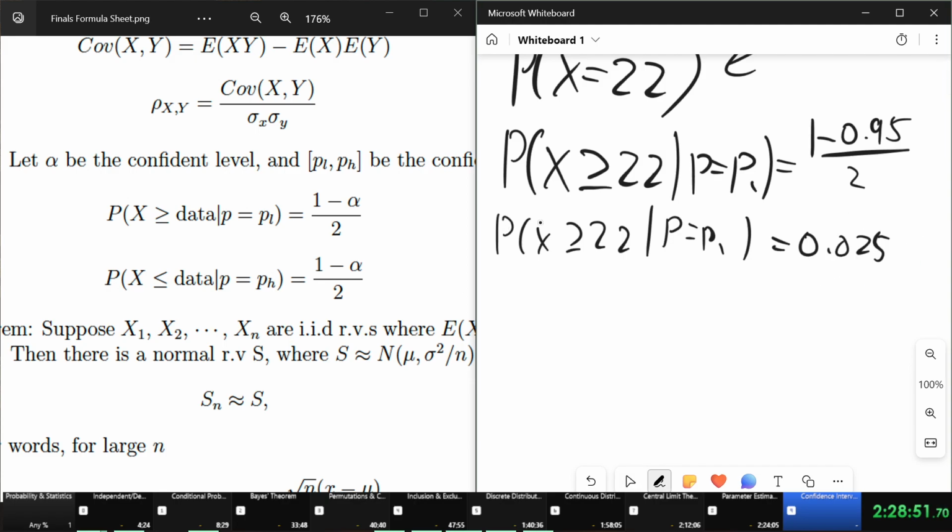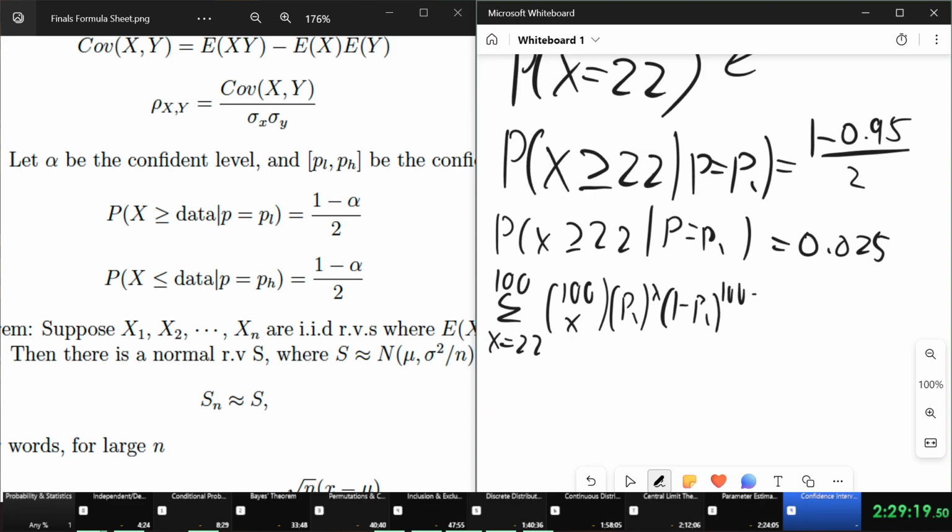Okay, so once you have this, now you need to think about how to calculate this. In the lecture example, there are 100 different participants. The sample size is 100. So what you would need to do is calculate all of them, where it's 100 choose x, PL to the power x, times 1 minus PL to the power 100 minus x. That x is a number, and the total is 0.025. And then she uses some magic calculator to calculate this.